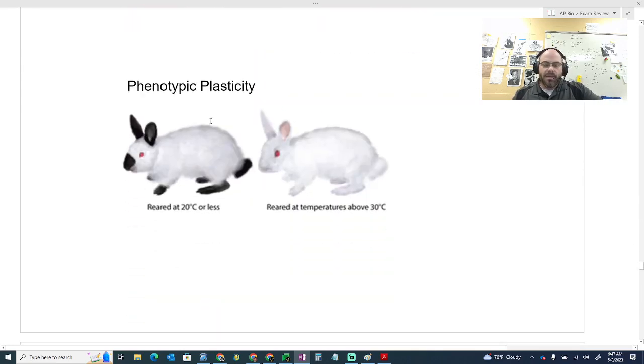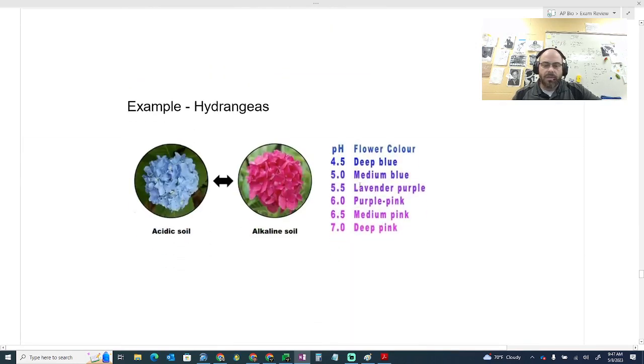Phenotypic plasticity. This has to do with things that are affected by the environment. This is a phenotype that is passed down, but differences in environmental conditions can cause a particular range of effects, or plasticity. So that's what this means. Under 20 degrees, black ears, not white ears. There are several examples of this.